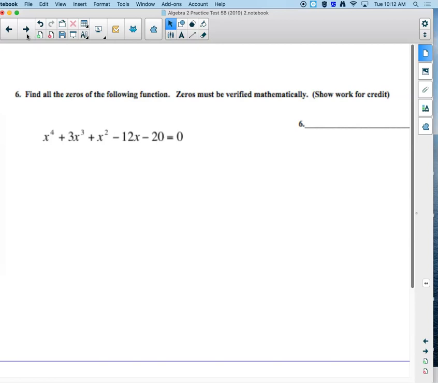So the first thing I do is I look at this and I ask myself, how many am I looking for anyway? How many zeros will this have? Google Meeters, don't be afraid to help out. How many zeros will this have? 4. It will have 4 because it's a degree 4 polynomial.